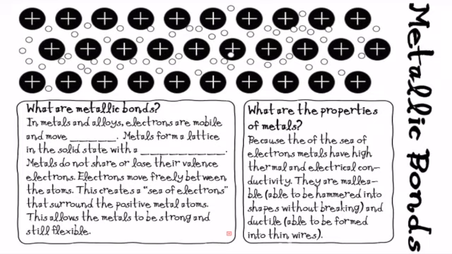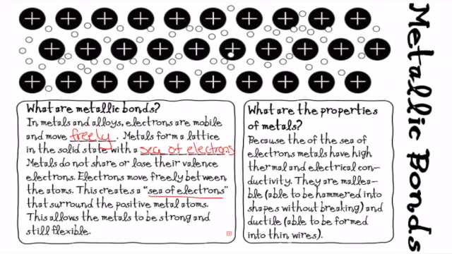What are metallic bonds? In metals and alloys, electrons are mobile and move freely. Metals form a lattice in the solid state with a sea of electrons. Metals do not share or lose their valence electrons. The electrons move freely between the atoms. This creates a sea of electrons that surround the positive metal atoms. This allows metals to be strong and still flexible.